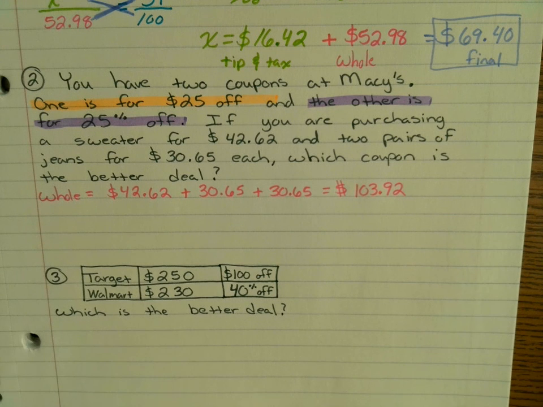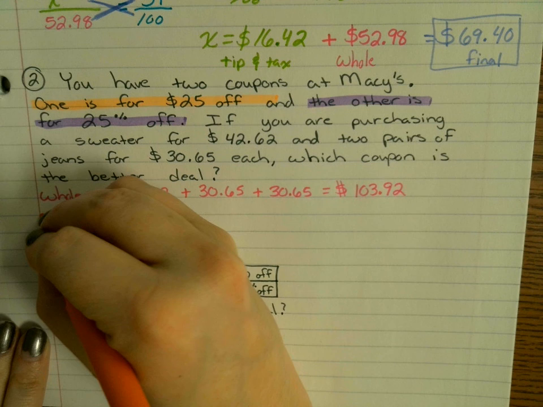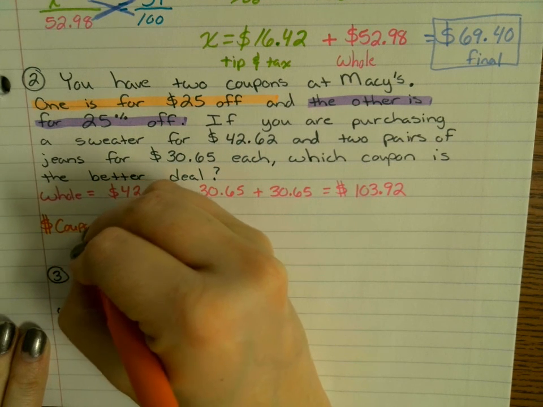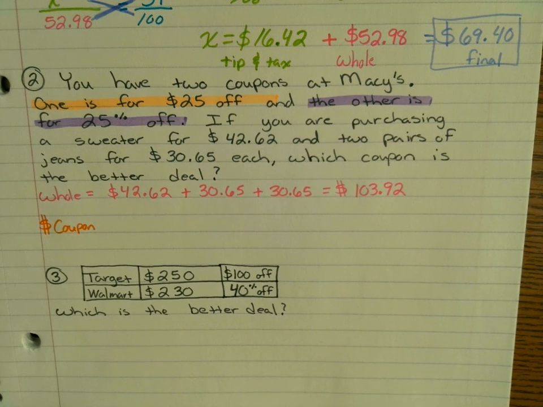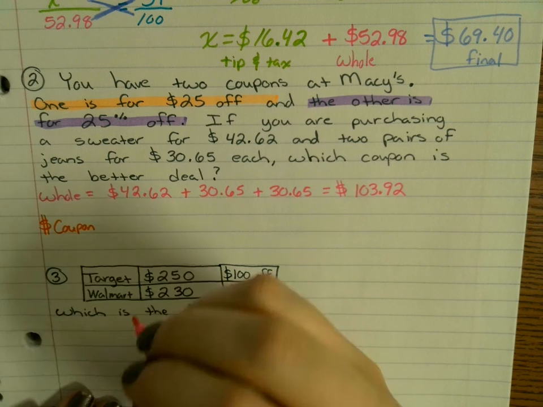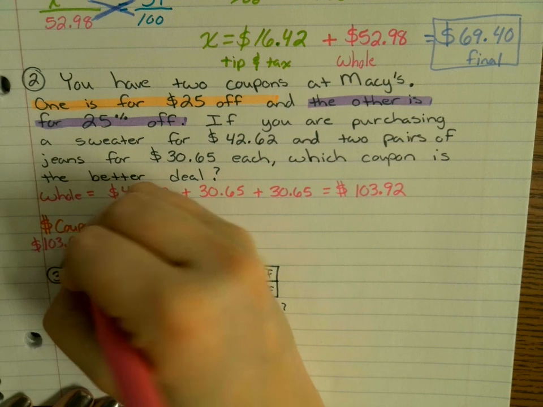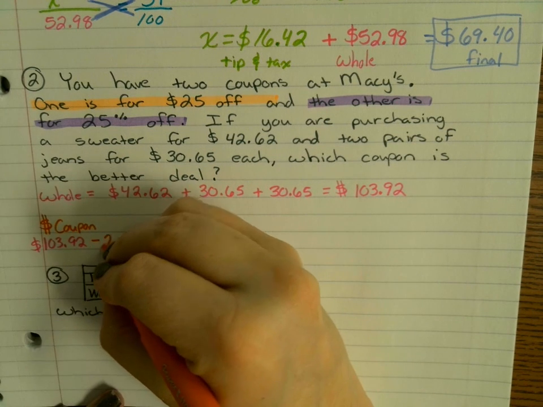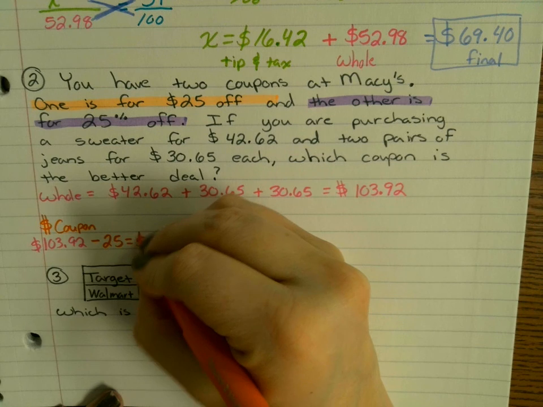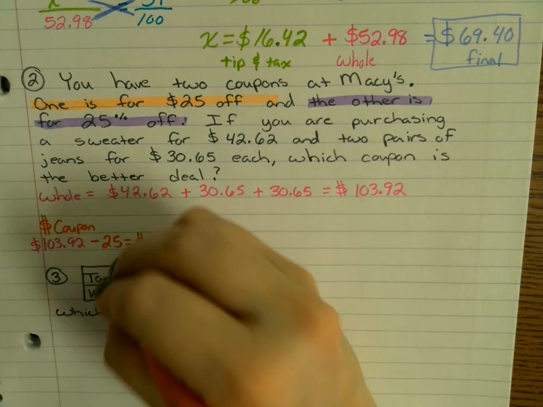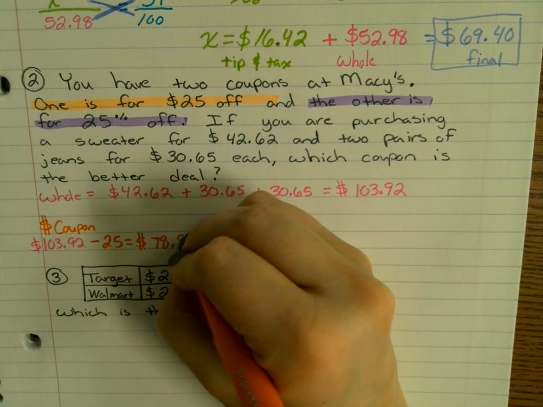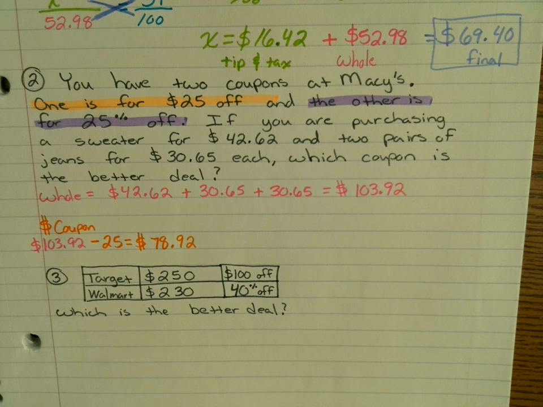So I want to know which coupon is going to be better. So we're going to start with the first coupon, the money coupon. The money coupon states that I can just go ahead and subtract $25. So I'm going to take $103.92 and I'm going to subtract $25, and my coupon total is going to be $78.92. That's my coupon for the money. My money coupon is going to cost me $78.92.